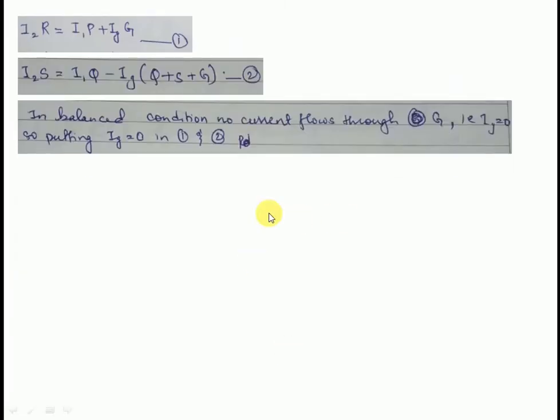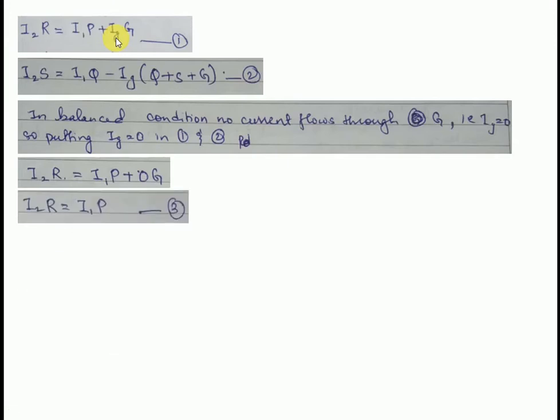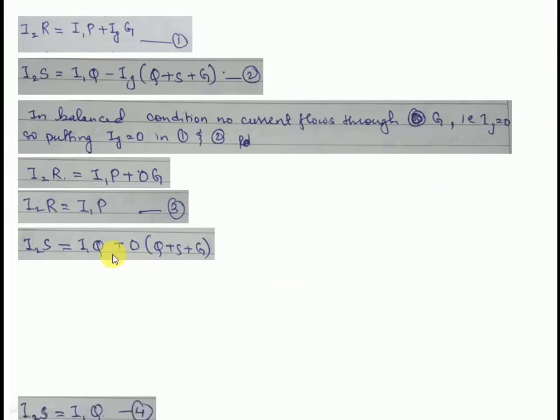Now when the bridge is balanced, there will be no current through galvanometer, so Ig will be 0. So I'll put Ig is equal to 0 in equation 1. So when you put Ig is equal to 0, you will get I2R is equal to I1P. Similarly, I'm putting Ig is equal to 0 because bridge is balanced and current is not flowing through the galvanometer. So out here also Ig is 0.